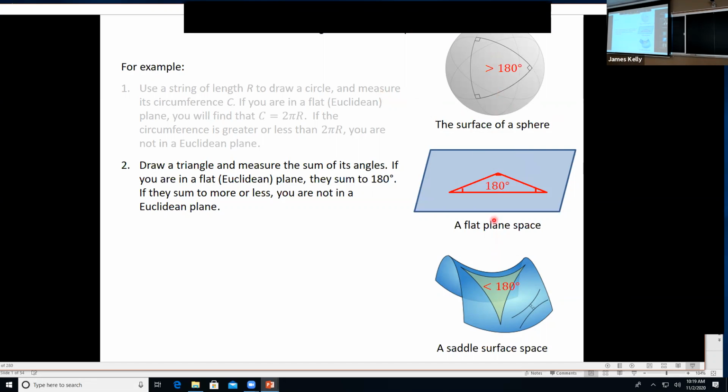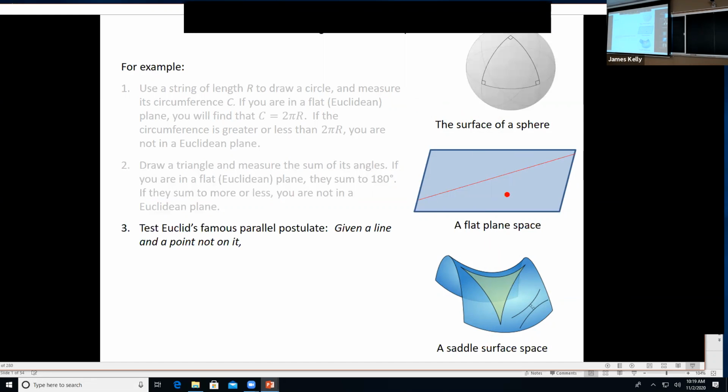The sphere surface and the saddle surface are what we would call non-Euclidean spaces. They don't satisfy the axioms of Euclidean geometry. Okay, one final case here is the famous parallel postulate.